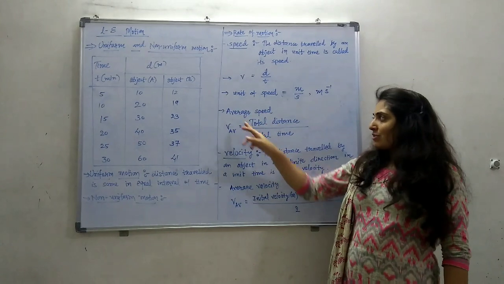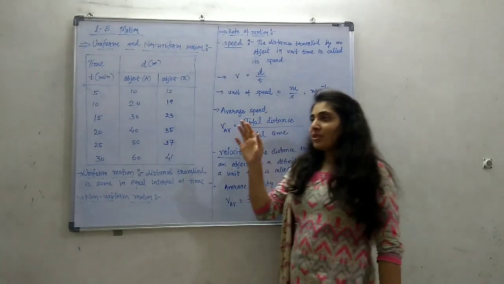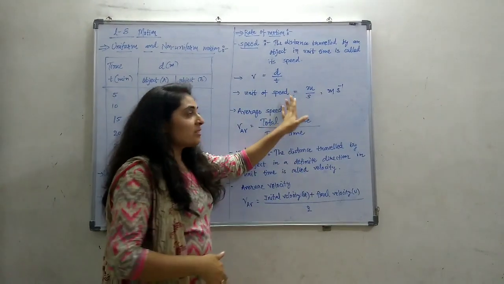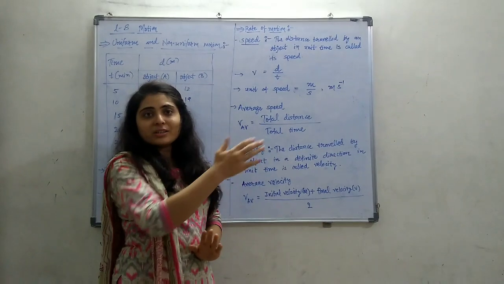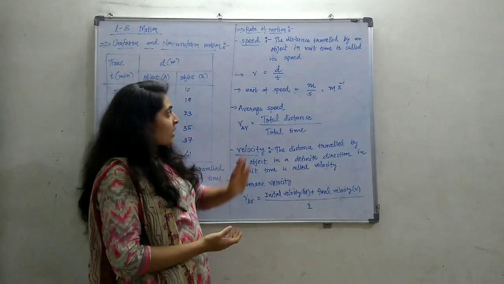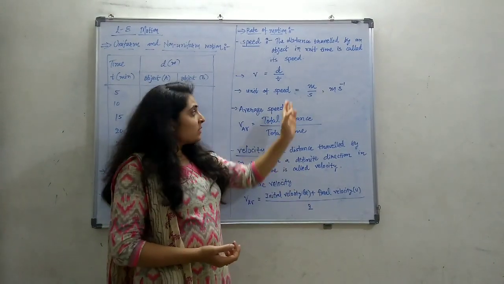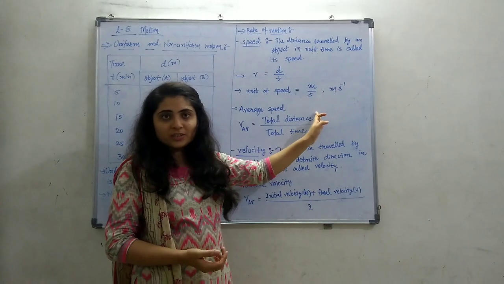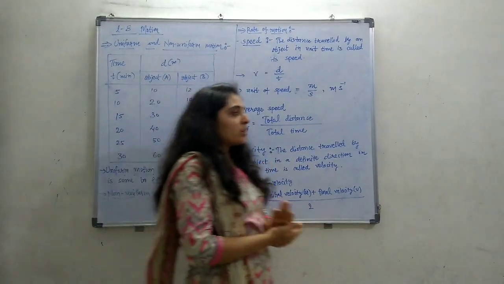Speed and velocity have the same symbol v. Okay, the only difference is that in speed we are not considering its direction, and here we are considering in which particular direction the object is going. Okay, so that defines the velocity. The symbol is the same and the units are also the same. For speed the unit is meter per second, and for velocity also the unit is meter per second. Both have the same unit.